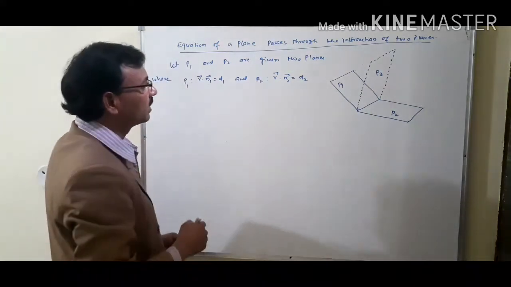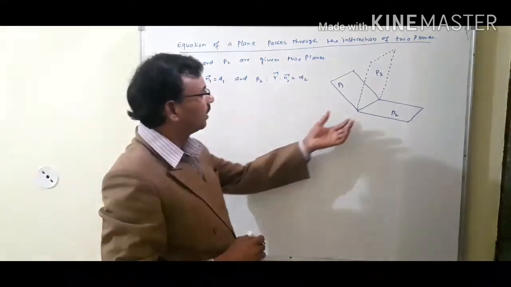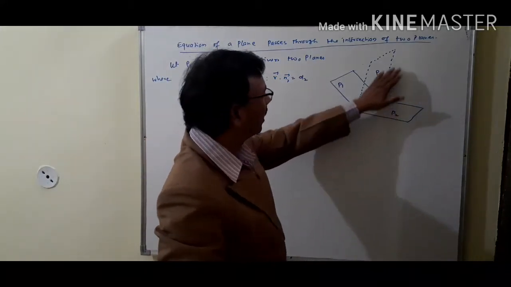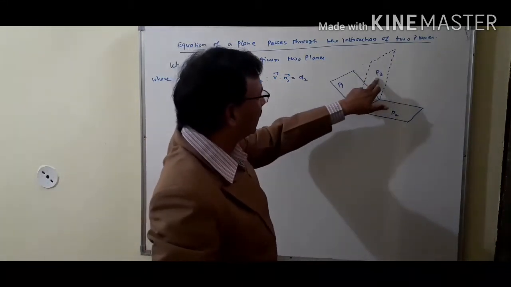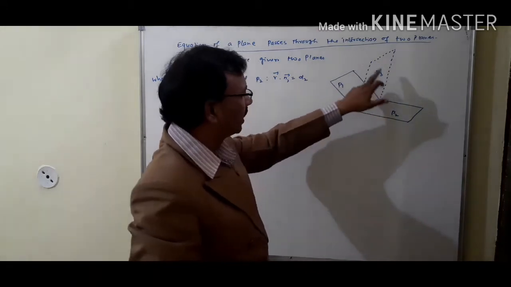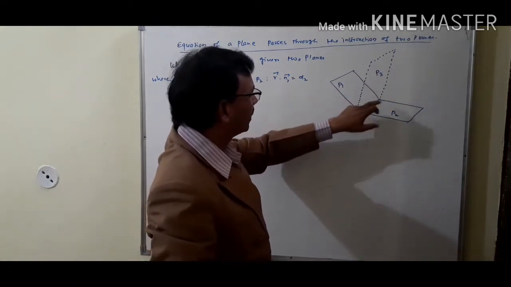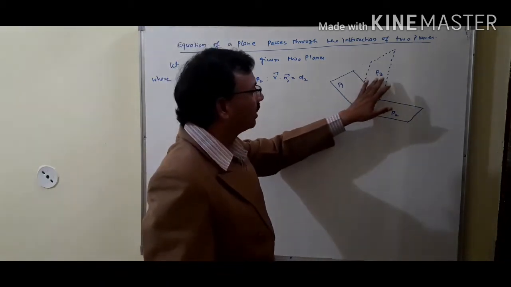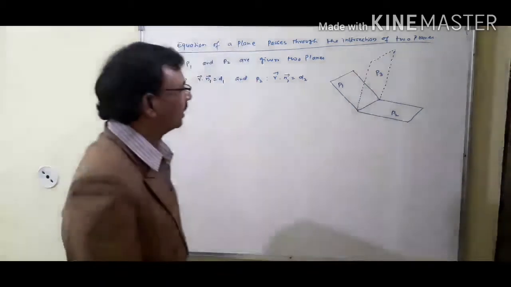There are two planes and through their intersection line a third plane, that means P3, which is denoted by the dotted lines, passes. Then we need to find the equation of this plane P3.